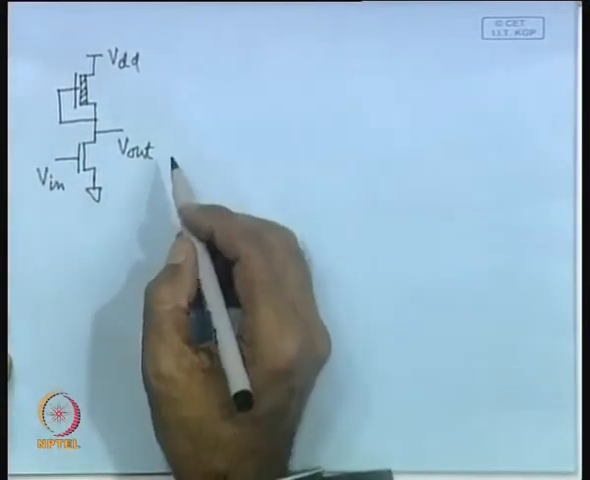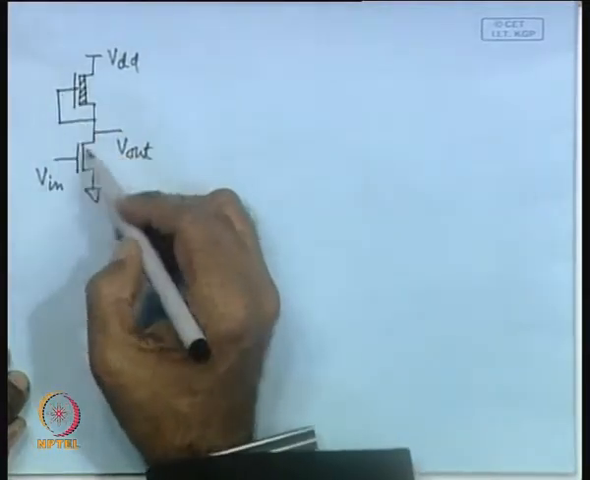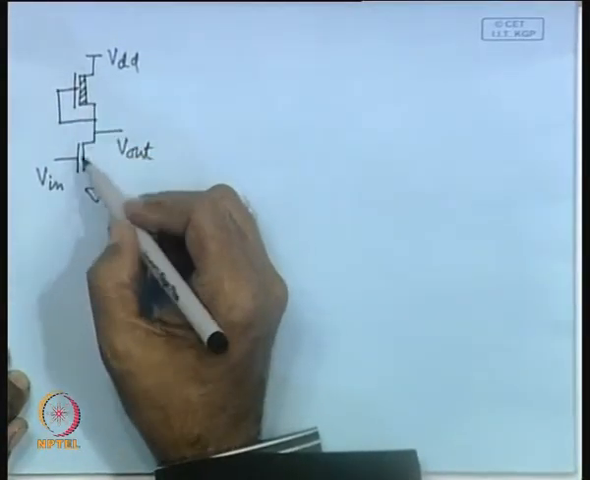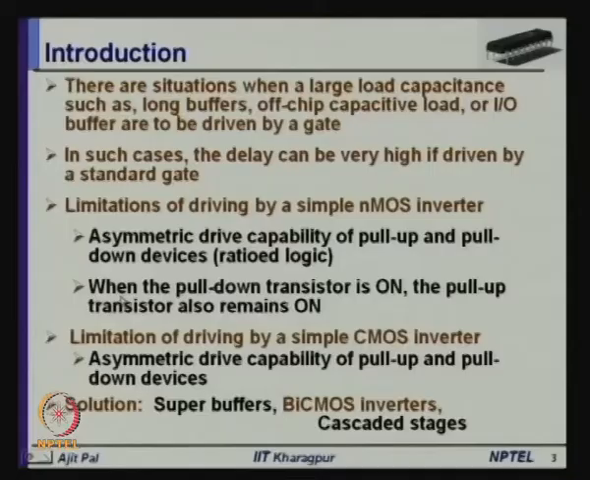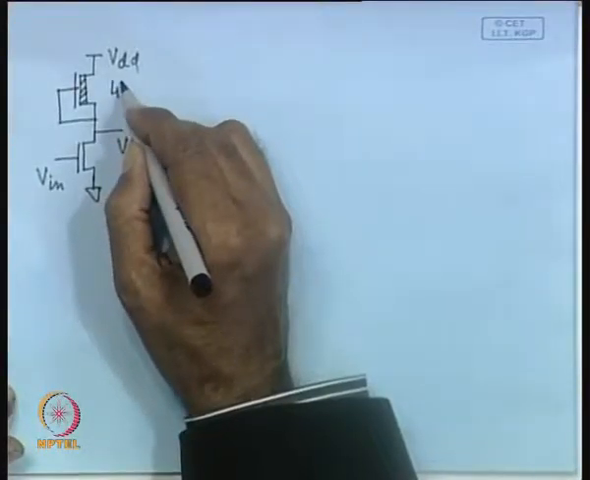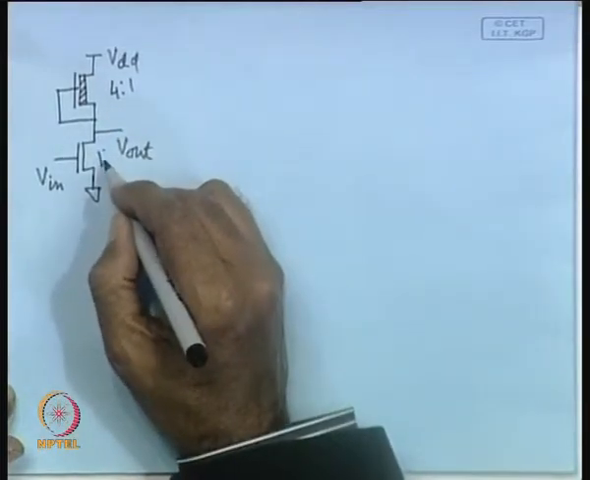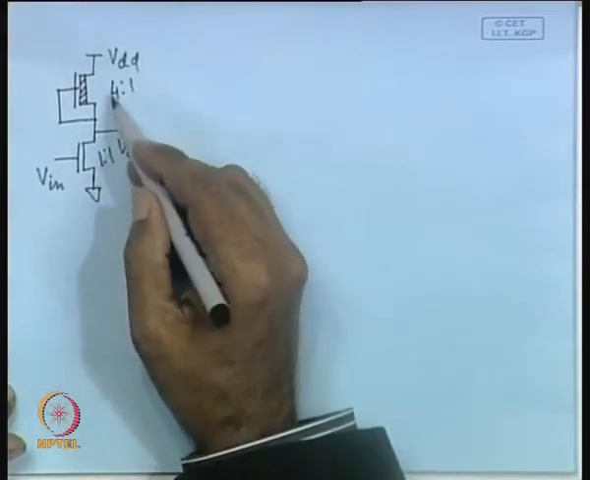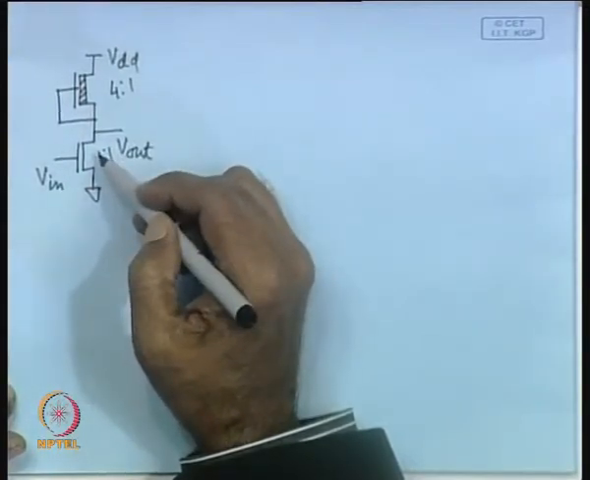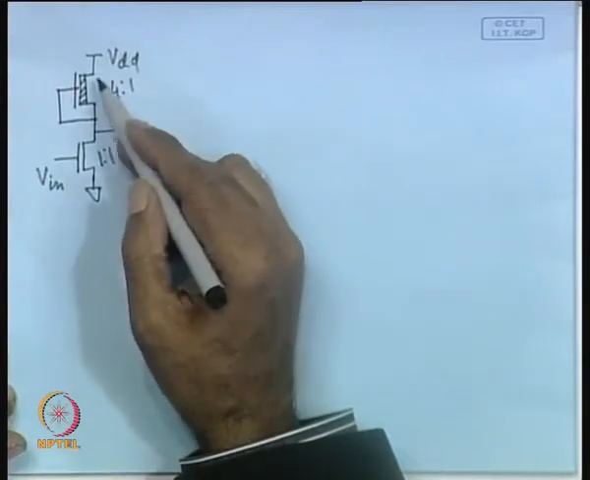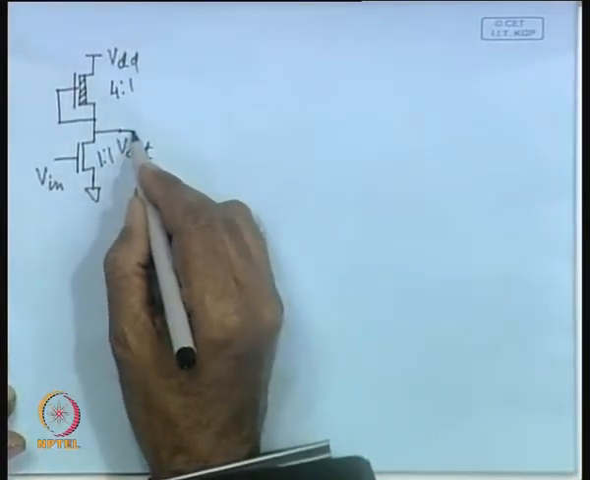So, in such a case, as you can see, we are using a standard NMOS inverter, where as you know there are two problems. Number one problem is asymmetric drive capability of pull up and pull down devices because of ratioed logic. As we know that L by W ratio has to be 4:1 minimum, and whenever this is 1:1, that means you have to maintain a ratio between the L by W ratio of the pull up device by the pull down device.